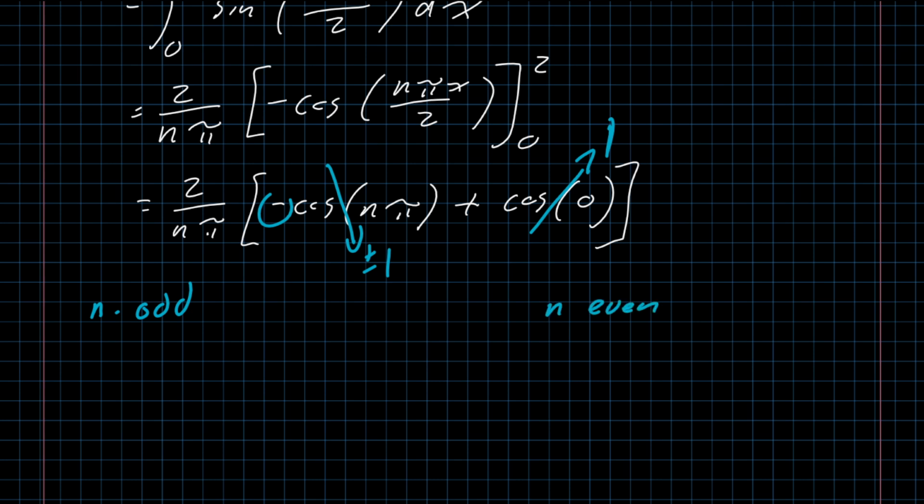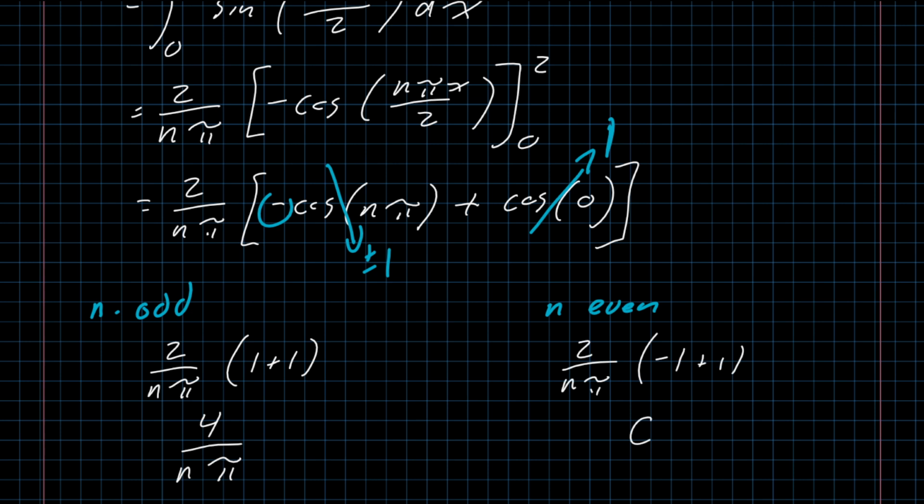So when we have an odd value of n, then we're going to end up with 2 over n pi times 1 plus 1, or just 4 over n pi. When n is even, we're going to end up with 2 over n pi times negative 1 plus 1, which is, once again, 0. Right? So I get just odd values of n.